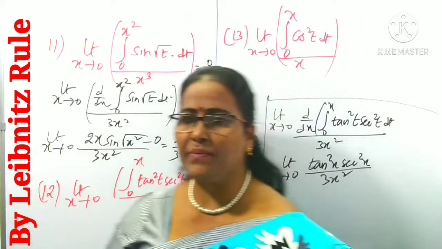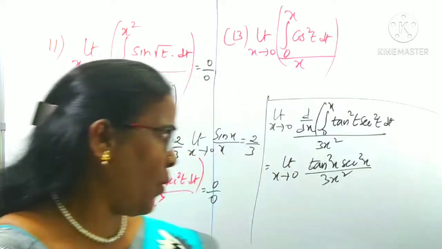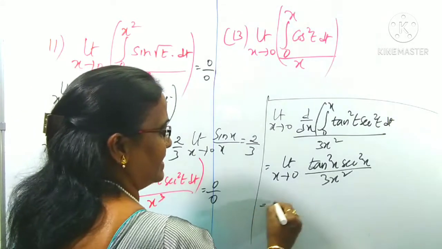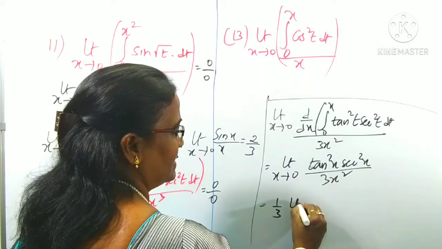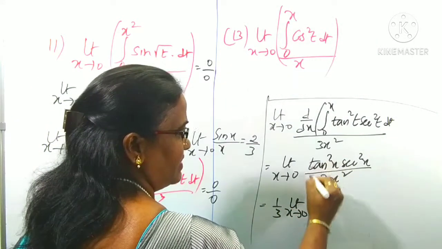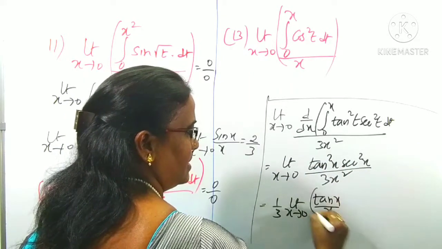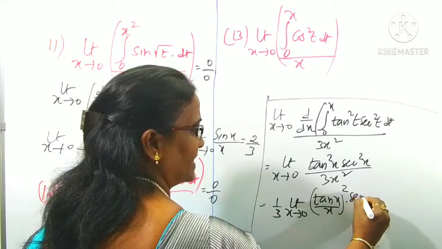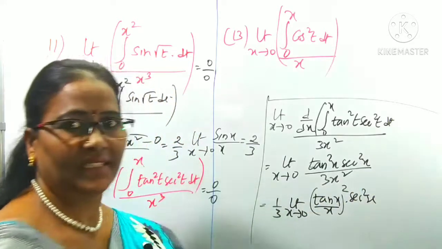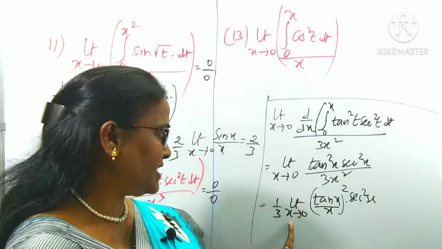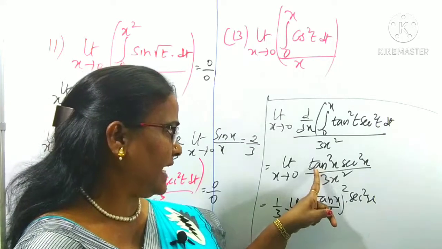You know what tan x by x is? Limit x tends to 0 is 1. Here 1 by 3 is a constant. Therefore, limit x tends to 0, we can rewrite this as tan x by x whole square, right? Into sec square x, right? 1 by 3 is a constant, I have taken out, limit tan square x by x square.